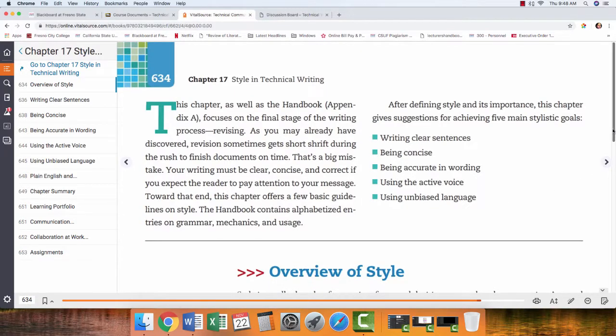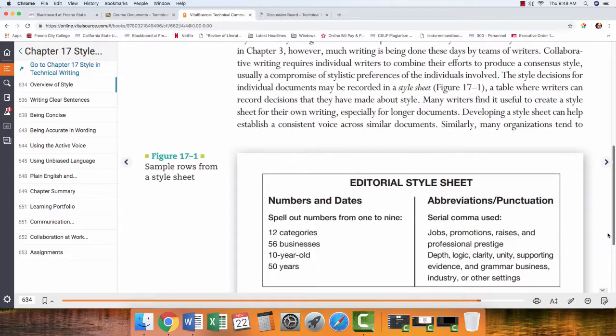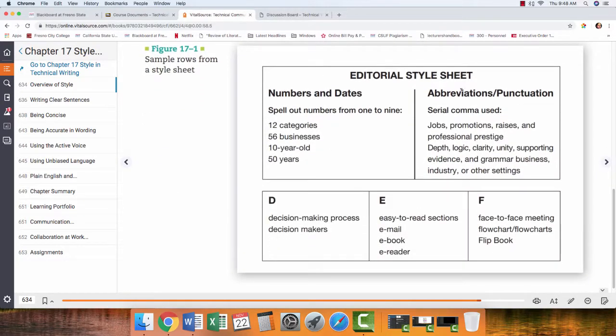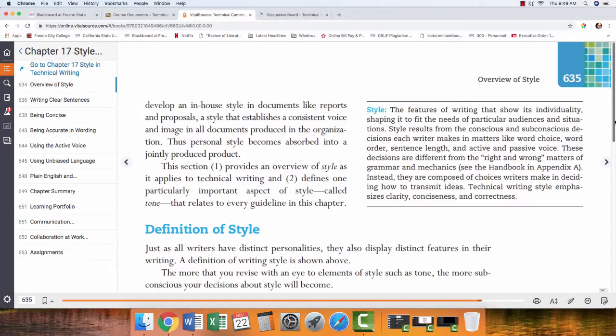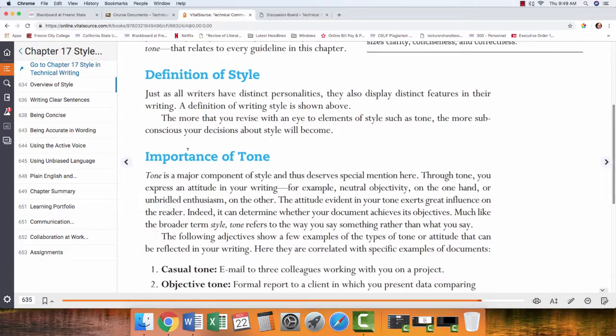So this is really nice. You have an overview that explains to you your editorial style sheets and your categories and so forth. Abbreviations. Okay, definition of style, here we go. Just as all writers have distinct personalities, they also display distinct features in their writing. A definition of writing style shown above.